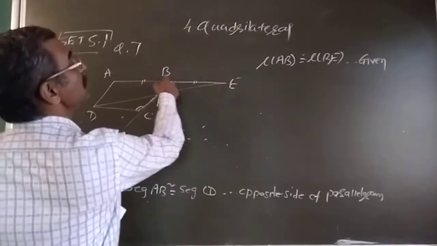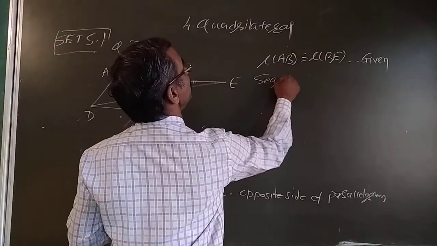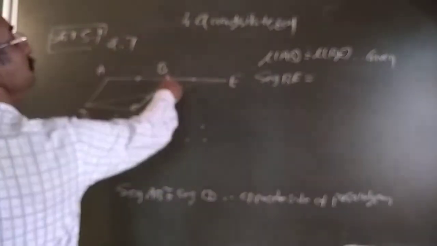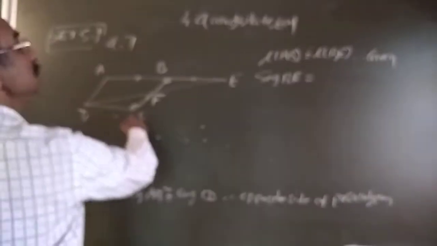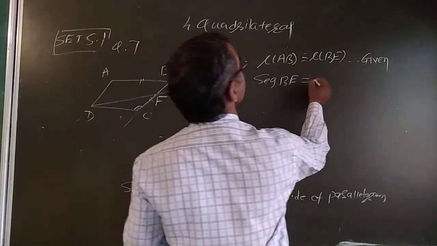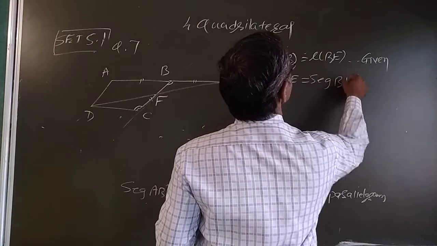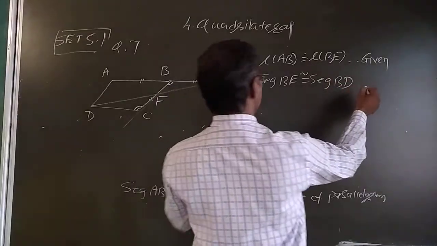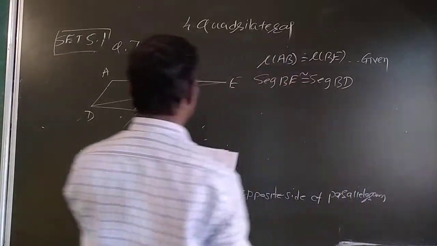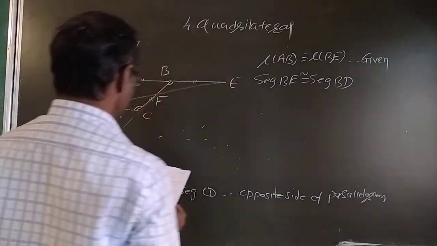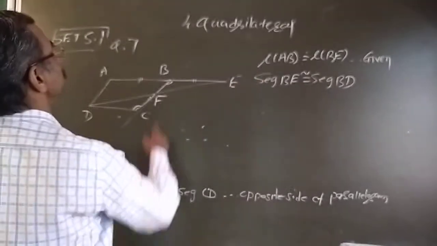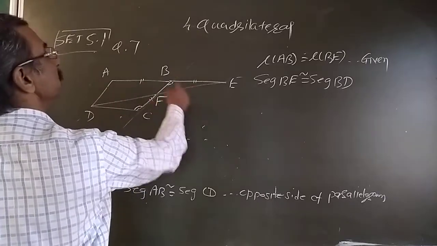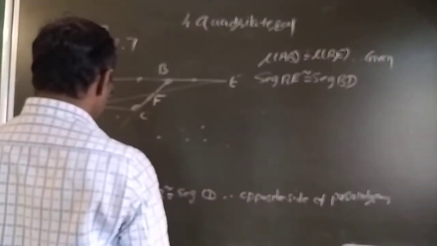Then segment BE is congruent with the segment CD. BE is also congruent with CD. So these two segments are congruent. Segment BE is congruent with the segment CD. These are the alternate angles, the same angle. So these two segments are also congruent.